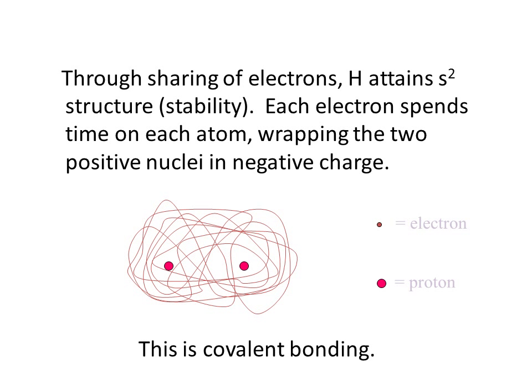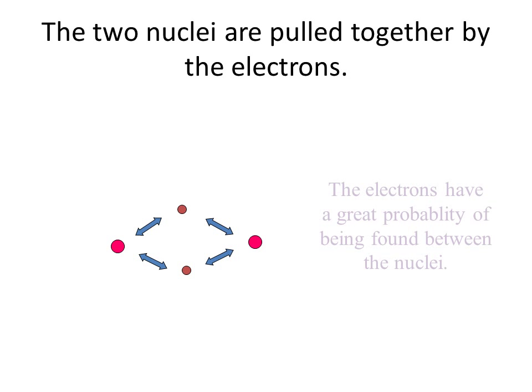Each electron is attracted to both nuclei and basically moves around both nuclei, wrapping the two positive nuclei in negative charge. This effectively pulls the two nuclei together. You have on the left the positive nucleus between two negative electrons pulling the other nucleus towards the center. So basically you have the two negative electrons in the middle drawing the two positive nuclei towards the center. The electrons have a huge probability of being found between the two nuclei, and that is what causes bonding.